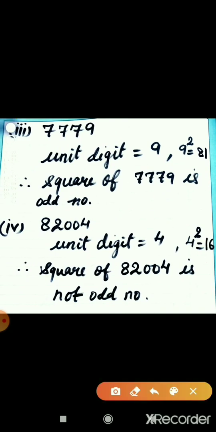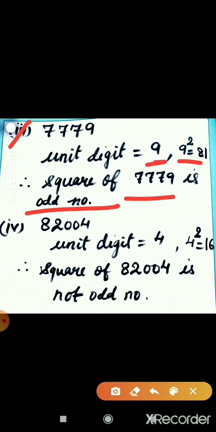Part third. 7779. Unit digit of 7779 is equal to 9. Square of 9 is equal to 81. Square of 7779 is an odd number.